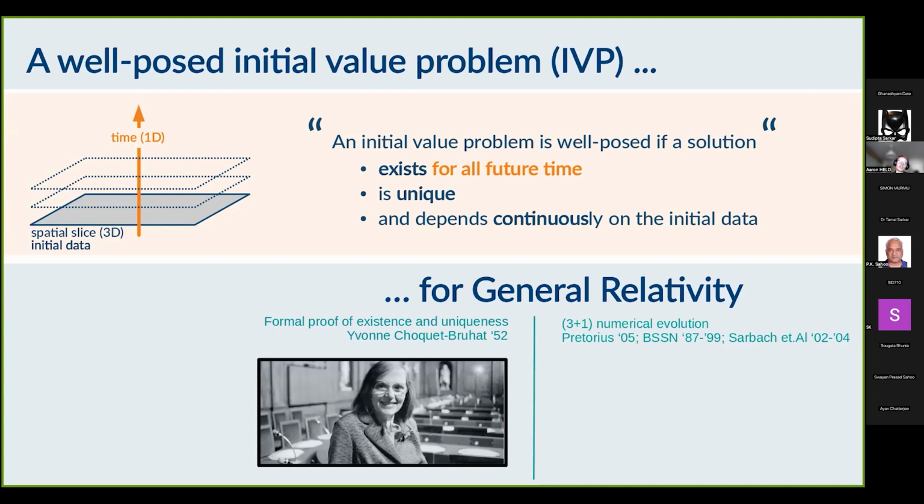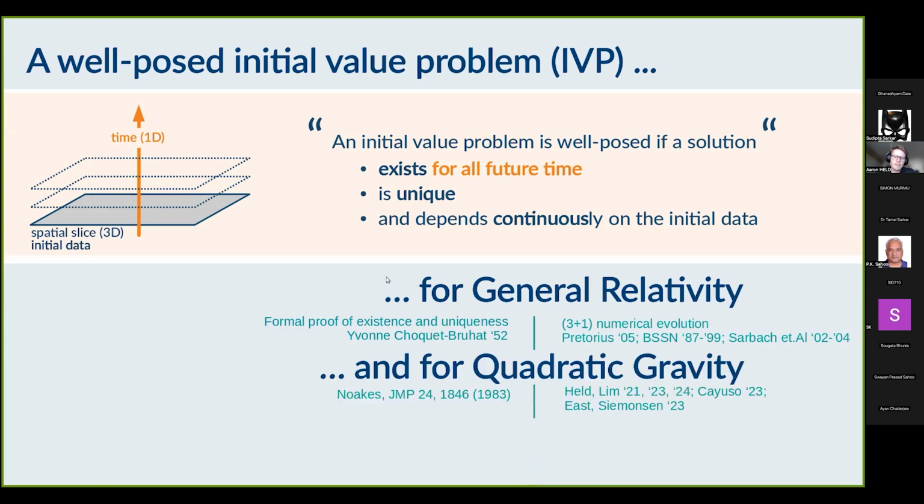So now for general relativity, as I already mentioned a couple of times, Yvonne Choquet-Bruhat, who, by the way, is still alive, which is really cool. I've tried to meet her in Paris. She has proven the formal existence and uniqueness in general relativity. And then it took the development of supercomputers to actually perform simulations, but it's all based on this formal proof of well-posedness. Now, as I said, for quadratic gravity, David Noakes has proved that in 1983.